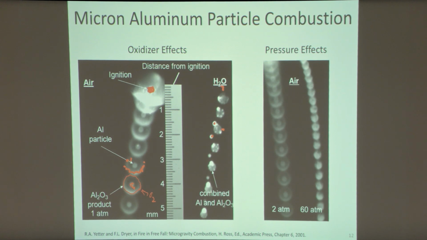On the right is the effect of pressure now in air. So compare this 2 atmosphere case with the 1 atmosphere case, and you can start to see already the flame standoff position is moving closer to the surface, and by the time I get to 60 atmospheres, it's almost on the surface. Okay, and if I were to go to higher pressures, then it would be completely on the surface, and I would have switched this vapor phase reaction to a heterogeneous reaction.